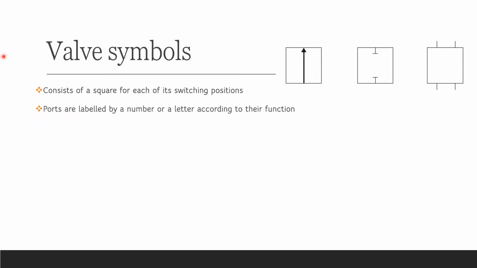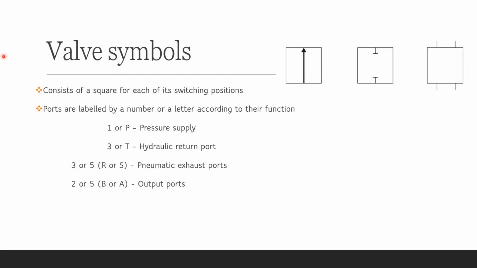Now the ports are labeled by a number or a letter according to their function. We have seen that the ports are connected to different devices or outlets. So based on the function of each port, they are labeled by a number or a letter. For a pressure supply, port 1 or P is used. For a hydraulic return port or a vent port, 3 or T is used. For a pneumatic exhaust port, 3 or 5 with R or S respectively will be used. And for output ports, 2 or 4 with B or A respectively will be used.